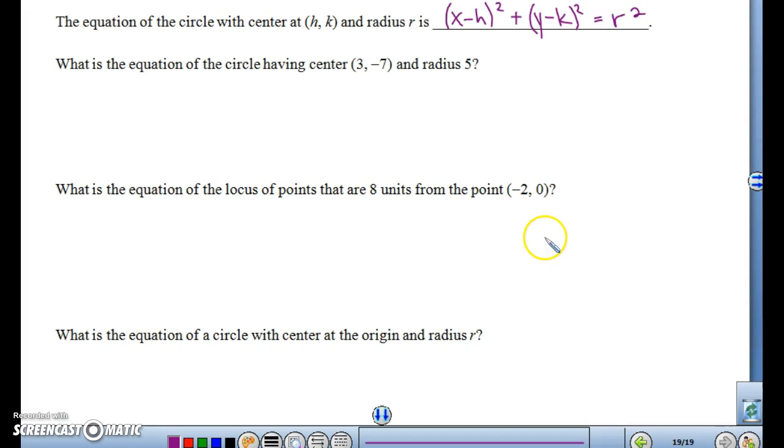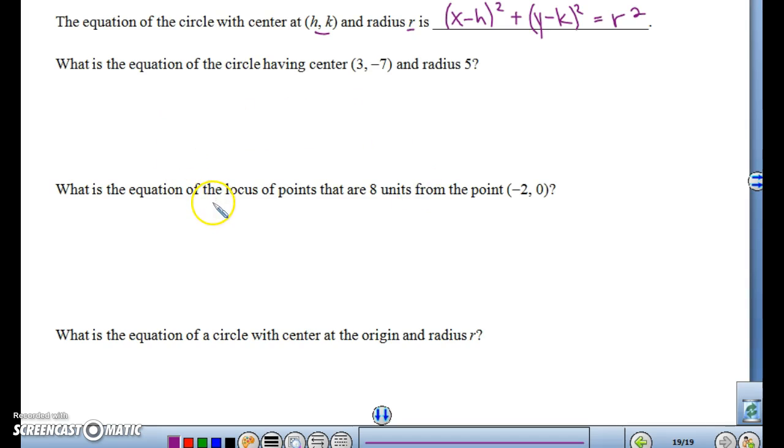All you need to know is the center (h, k) and the radius r, and you can write the equation of a circle. It's like writing the equation of a line. If you know m and b, you can write the equation of the line y equals mx plus b, right? Well, this is the same thing. With a circle, you need to know the center at (h, k) and the radius r.